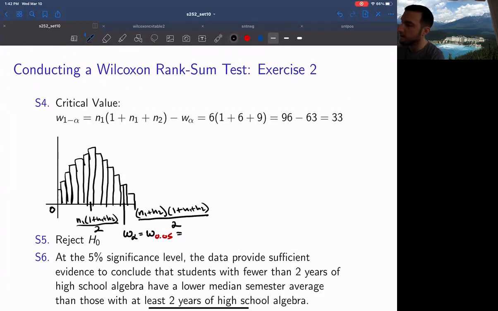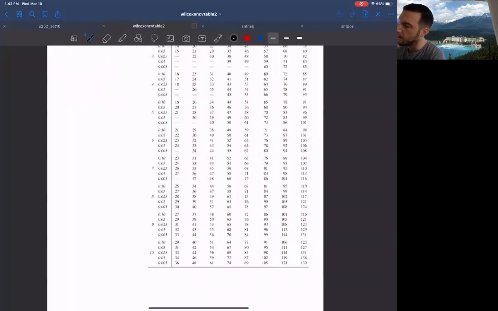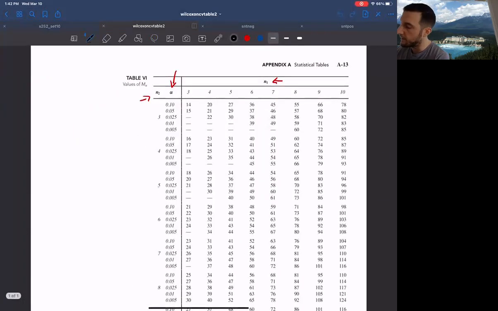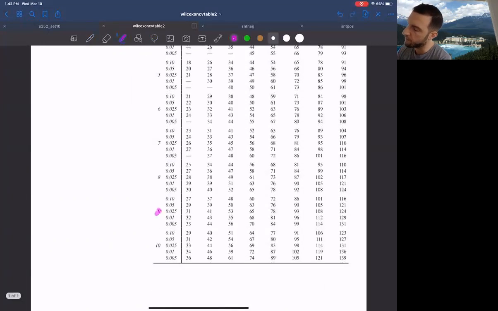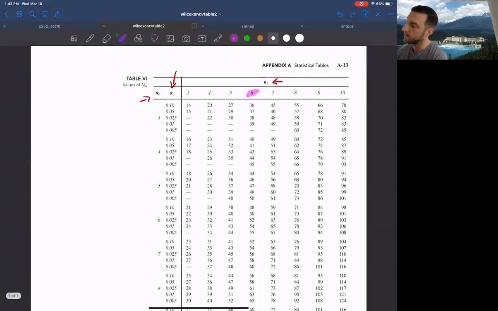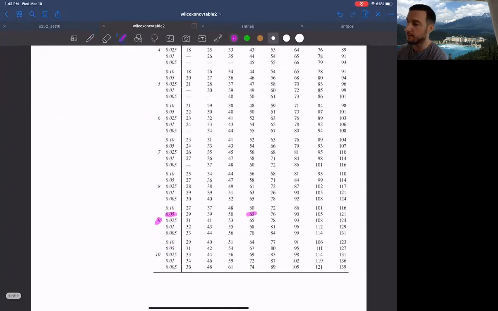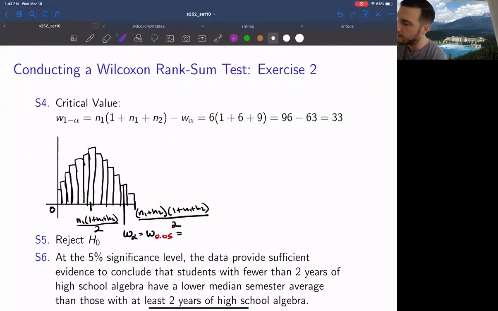All right, so we go to our Wilcoxon Rank-Sum table. Our first sample size is going to be 6. That's the sample size for the students that had less than 2 years of high school algebra. Our sample size for the second sample is 9, and our critical value in this case is going to be 0.05. So that gives us an upper test statistic of 63. Right here we have the value 63. You notice that we have that number here and here. So that's where the 63 comes from.